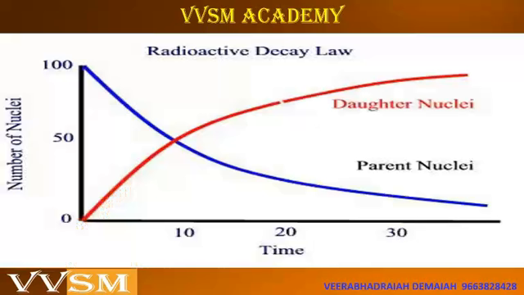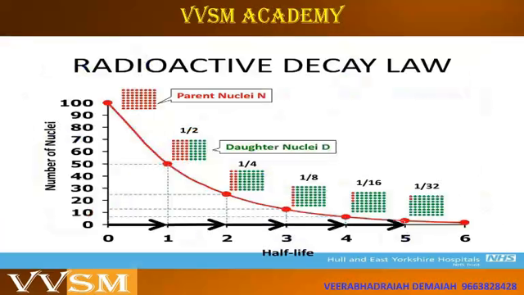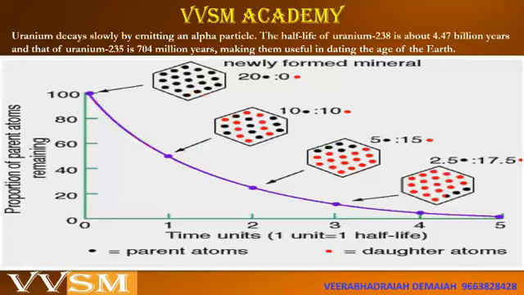Radioactive decay law. The red line in the graph represents the daughter nuclei, and the blue line represents the parent nuclei. On the x-axis is time and on the y-axis is the number of nuclei. Similarly, parent nuclei N, half-life period, daughter nuclei D, and it continues. Half-life period, and the decay process is continuous.